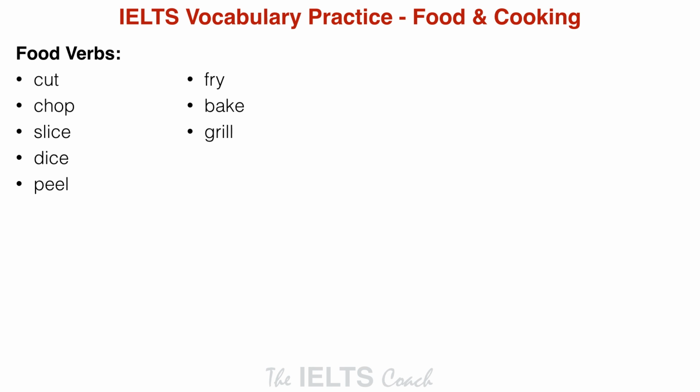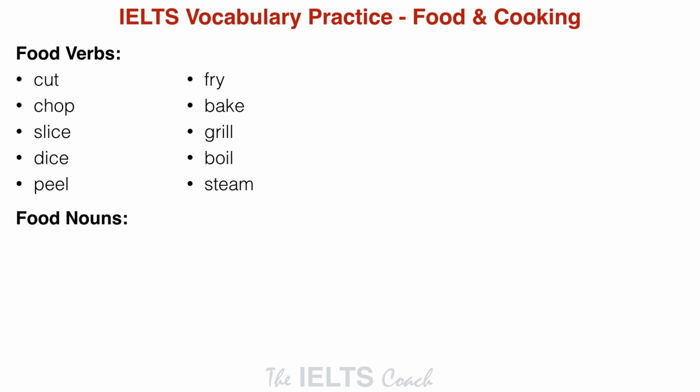Fry, bake, grill, boil, and steam. Different ways to cook food. So fry in a frying pan with some butter or oil, bake in an oven, grill on a grill or barbecue, grilled chicken or barbecued meat, boil in water, you can boil potatoes, and steam. Steam in a little water, but the steam cooks the food, steamed rice or steamed vegetables.